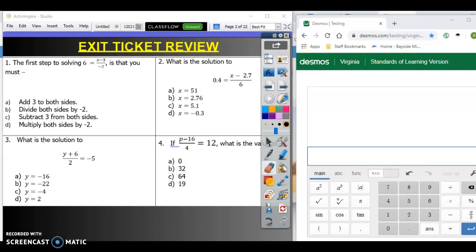All right, let's go over the exit ticket. Number 1 says the first step to solving 6 equals (x minus 3) divided by negative 2 is that you must blank.